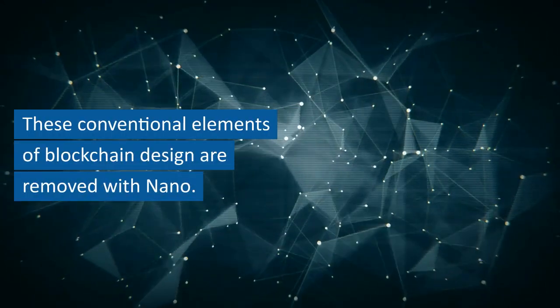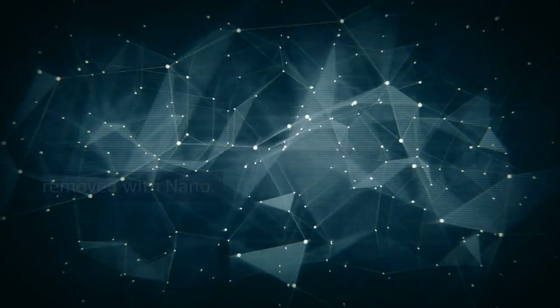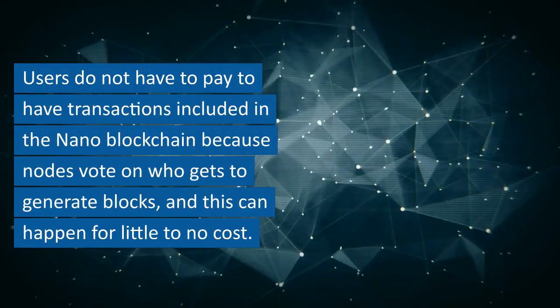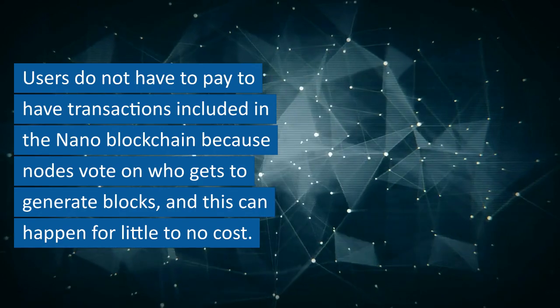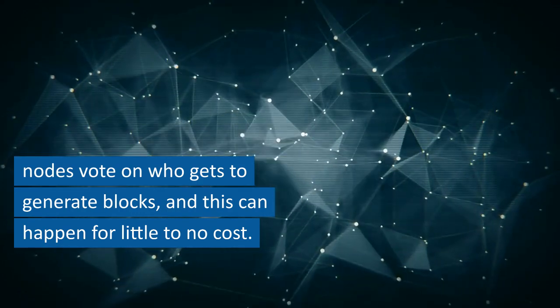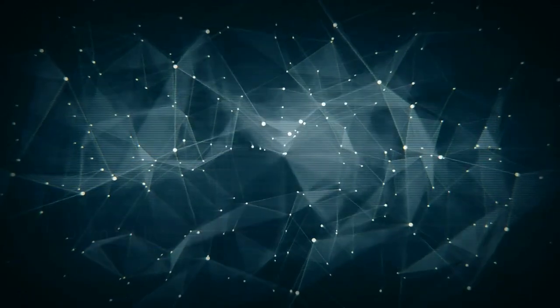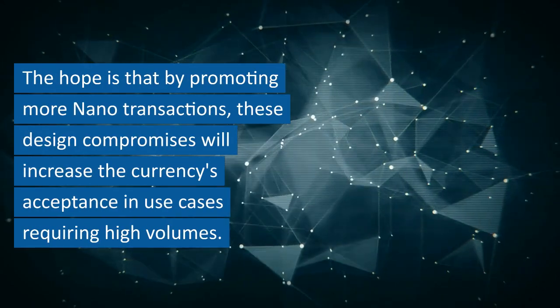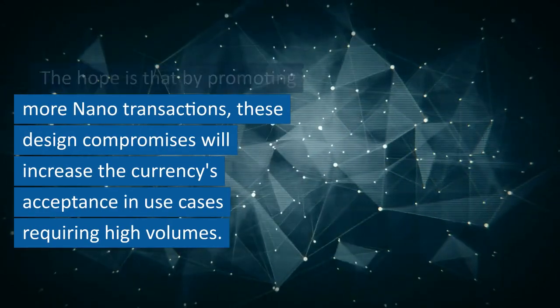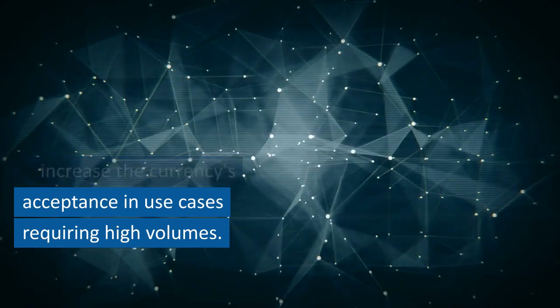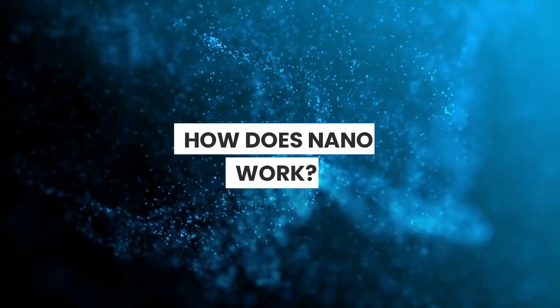These conventional elements of blockchain design are removed with Nano. Users do not have to pay to have transactions included in the Nano blockchain because nodes vote on who gets to generate blocks, and this can happen for little to no cost. The hope is that by promoting more Nano transactions, these design compromises will increase the currency's acceptance in use cases requiring high volumes. How does Nano work?